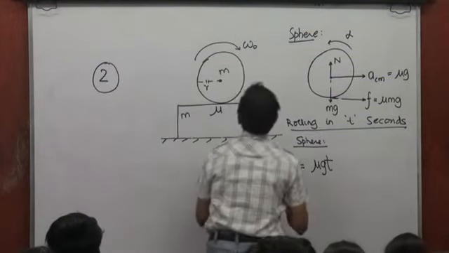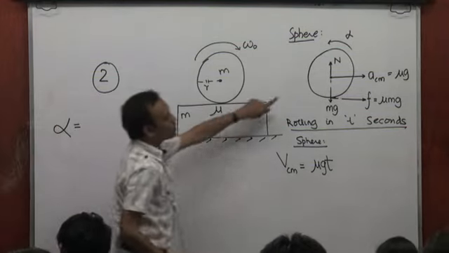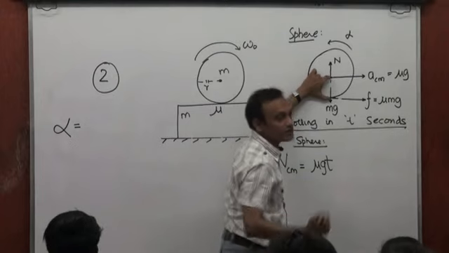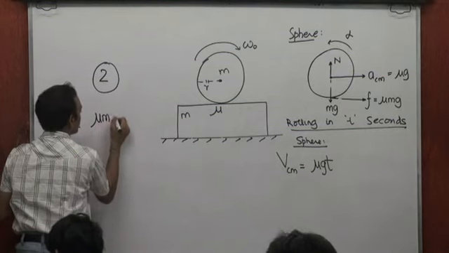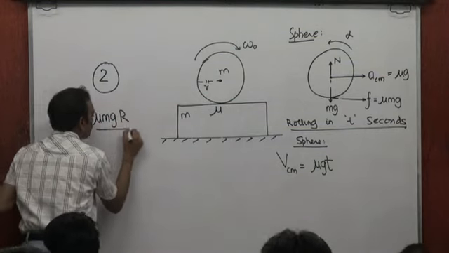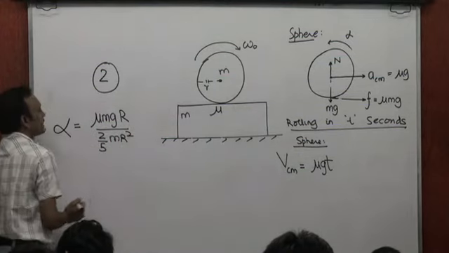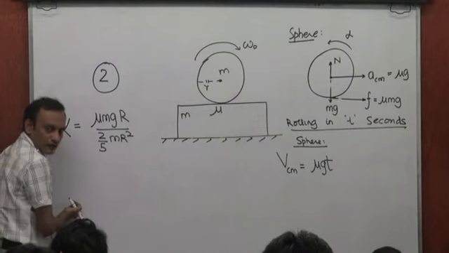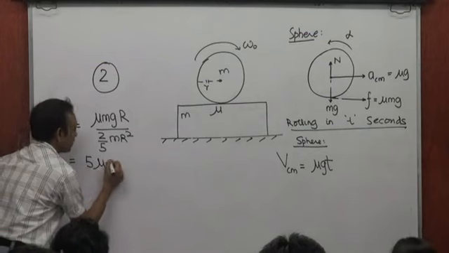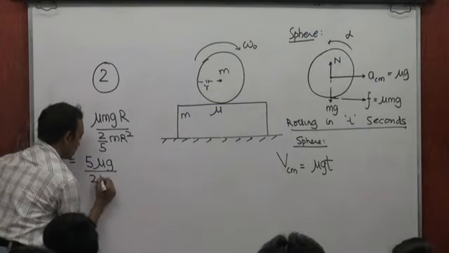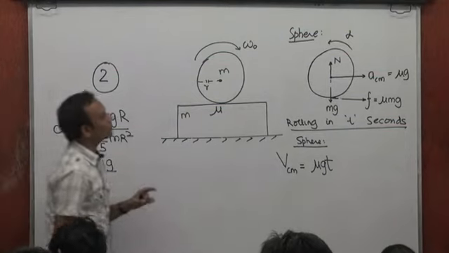The angular acceleration on the sphere, in this case retardation, is going to be the torque about the center of mass, mu m g into r, divided by I about the center of mass. I about the center of mass is 2/5 m r squared. That's the angular retardation produced, which is going to be 5 mu g by 2r.